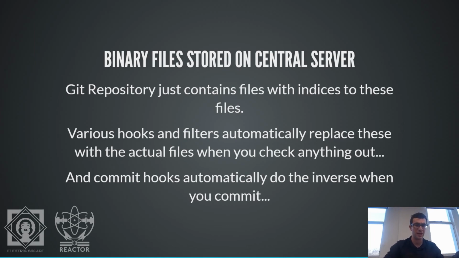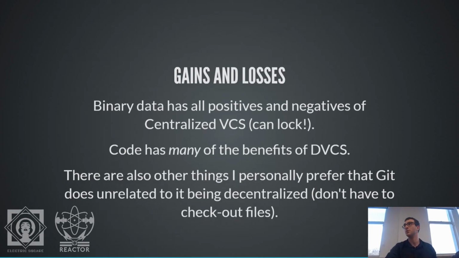Because when you check files out or check branches out, it uses various hooks and filters to automatically replace those tags with the actual file contents for you. And then when you commit, it does the inverse. It replaces those files with the little tag files, and then we'll make sure they get put on the large file storage. But this has some consequences, right?